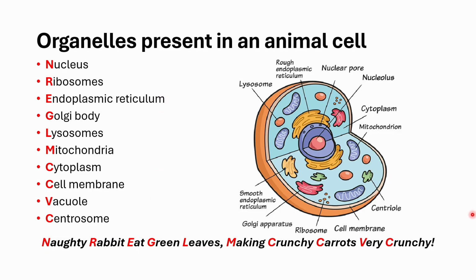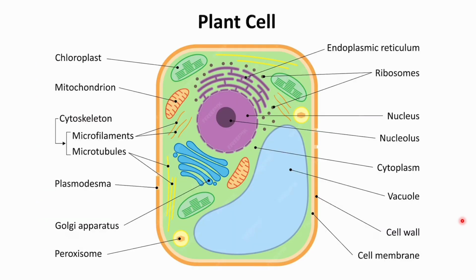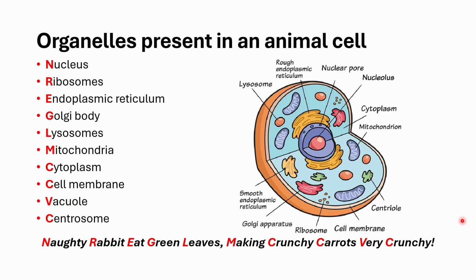as well. Naughty has N, which means nucleus. Rabbit has R, which means ribosomes. Eat has E, which means endoplasmic reticulum, and so on. So if you memorize the sentence, you're going to memorize most of the names of the organelles present in a cell. This is going to be an acronym for the organelles present in an animal cell.